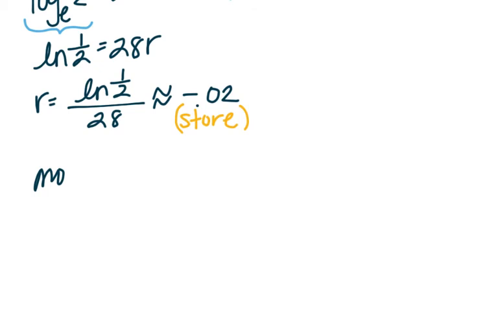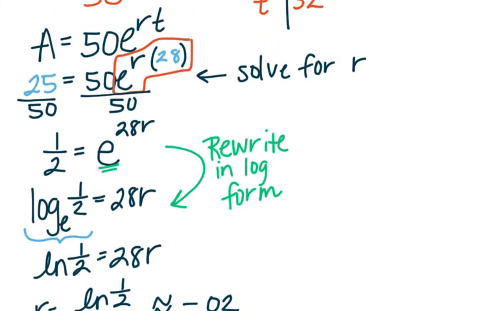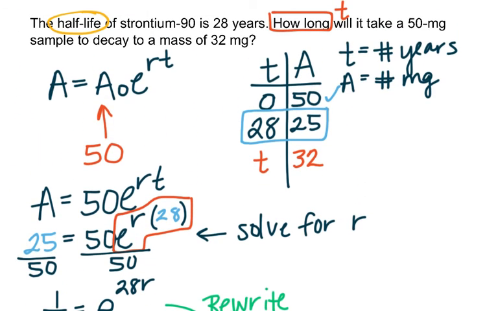In other words, we have a function that models the relationship between time and the number of milligrams left in our sample. So our model looks like A is equal to, again, we started with 50 milligrams, so that's 50e raised to the negative 0.02t power. And again, the negative 0.02 is really going to be stored in our calculator. So here's our model.